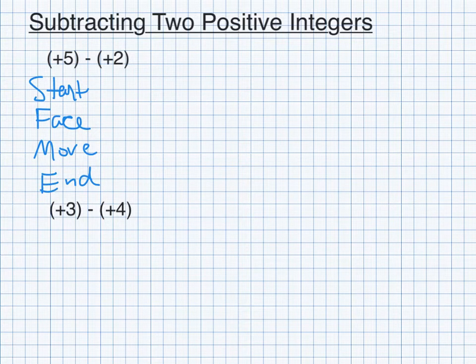So for this particular problem that we're looking at, I'm going to sketch my number line. I'm going to start at positive 5, because remember I read from left to right across my paper. So this is positive 5, and that's where I'm starting. I just simply place that in the center of my sketch of a number line.